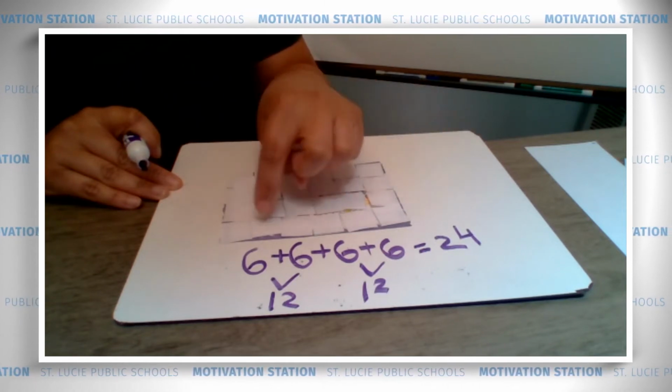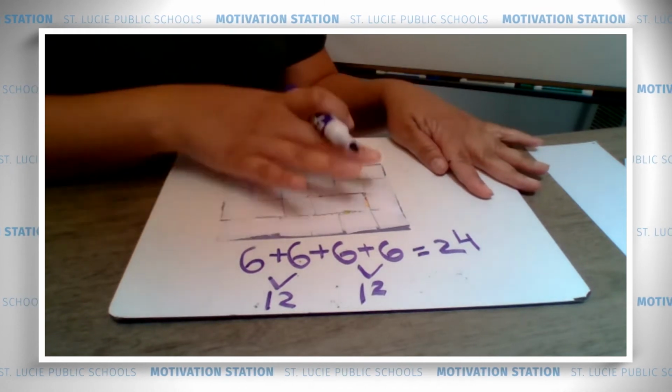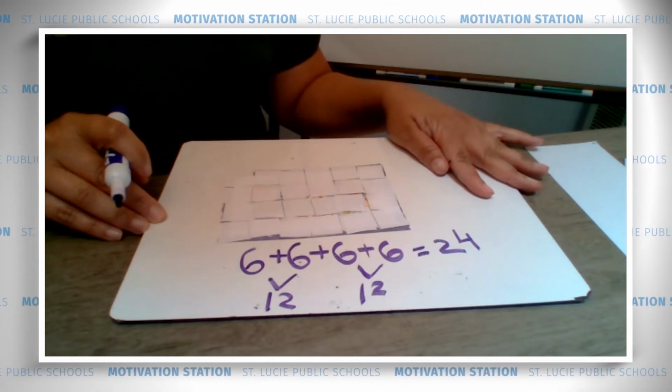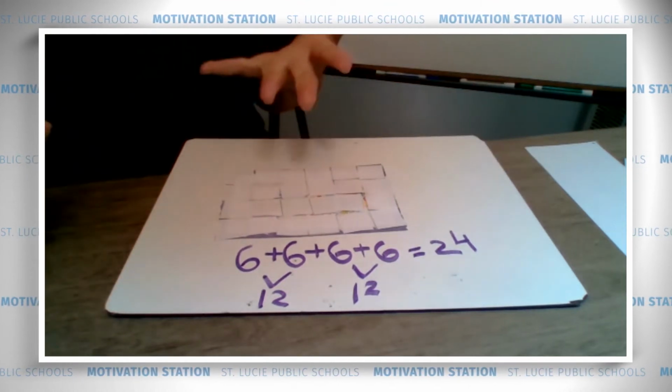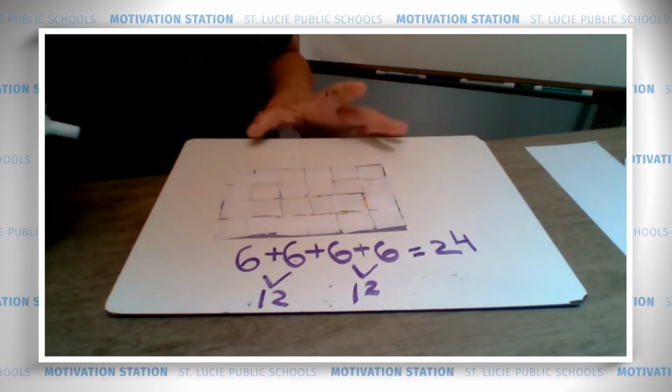1, 2, 3, 4, 5, 6, 7, 8, 9, 10, 11, 12, 13, 14, 15, 16, 17, 18, 19, 20, 21, 22, 23, 24. So I have 24 squares in my cake. I'm able to share it with 24 people, or everybody gets one square, or 24 squares there.